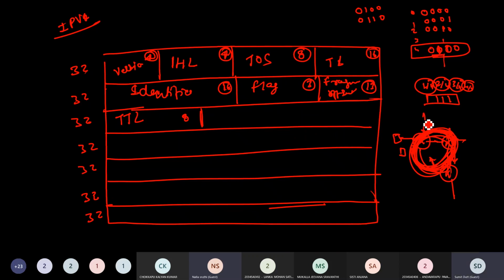To avoid this situation, we use TTL, time to live. Here the time to live field is 8 bits. It means 2 to the power 8, which is 256. It means in any communication, in any internet network, there may be a maximum of 256 routers. How does it work? Now let's suppose the TTL value is 3.